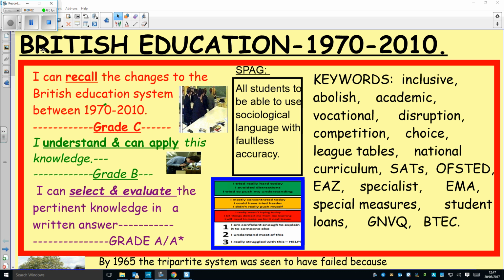In this video we're looking at the British education system from approximately 1970 to 2010, the end of the tripartite system. We call these the changes. Keywords are inclusive, abolish, get rid of, academic, vocational, disruption, competition, choice, league tables, national curriculum, SATs, Ofsted, EAZ, specialist, EMA, special measures, student loans, GNVQ and BTEC.